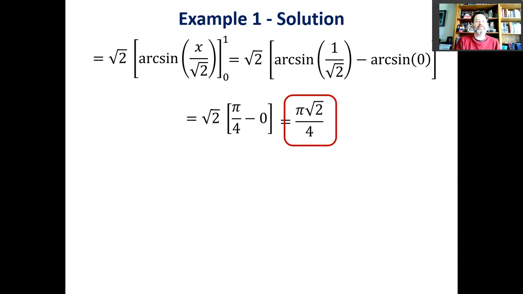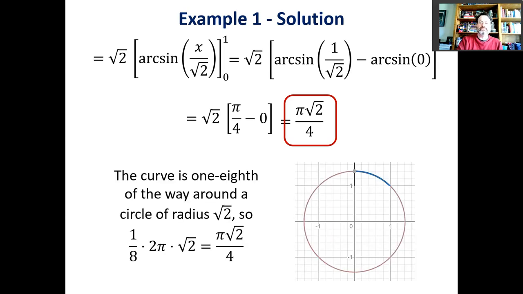Now, the second part of the problem said to verify that this is correct by noting that this is part of a circle. Well, this curve is 1/8 of the way around a circle of radius radical 2. So 1/8 of the way around 2 pi, because the whole length is 2 pi, times the radius, right? This is just a circumference calculation, right? 2 pi r is circumference, and we're going 1/8 of the way around, and you get the same answer. So the geometry agrees with the calculus, which is what we want.